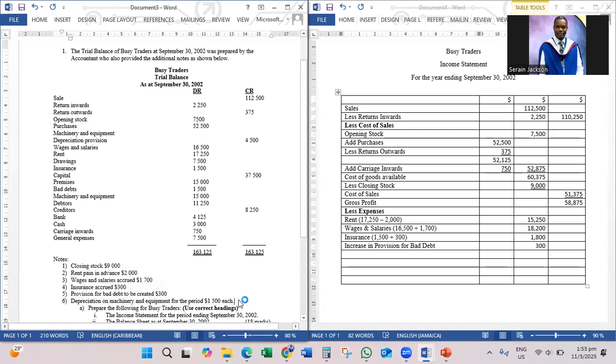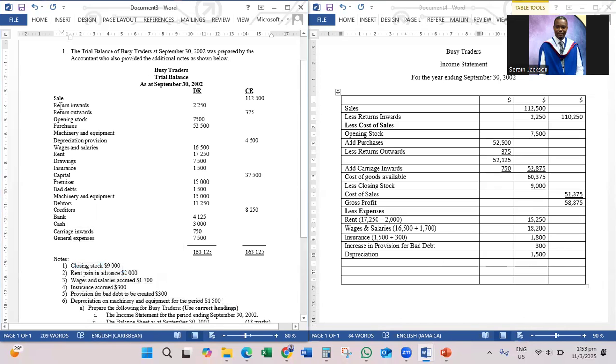And finally, depreciation on machinery and equipment. They give you an easy calculation. They say 1,500. They have machinery and equipment in one, so the word each should not be there. So depreciation for machinery and equipment. Depreciation is an expense, which is 1,500. All right, so now we have utilized all of our footnotes in terms of doing the adjustments.